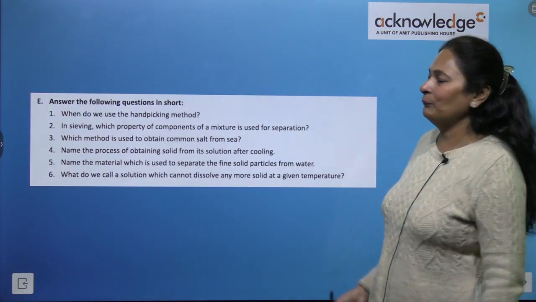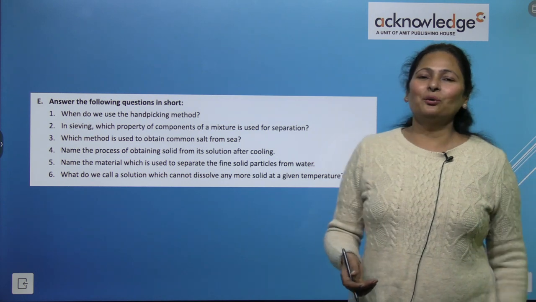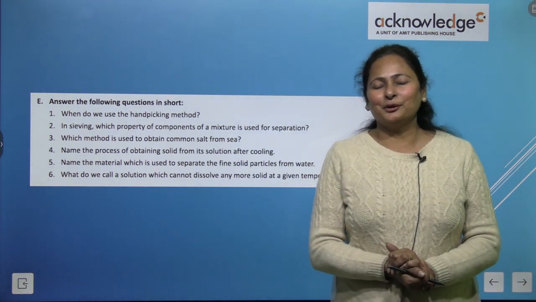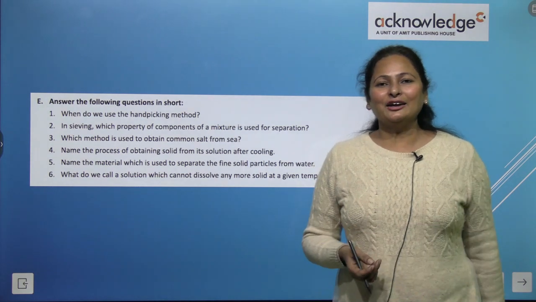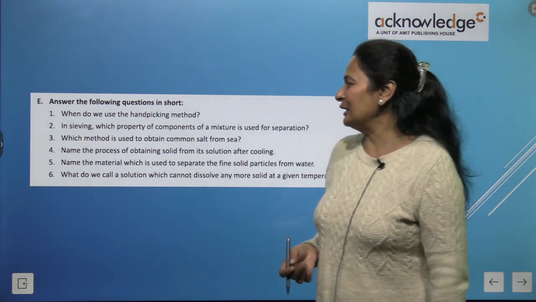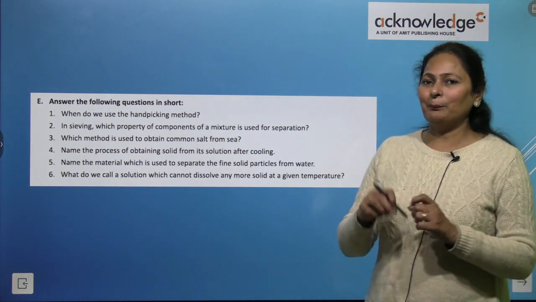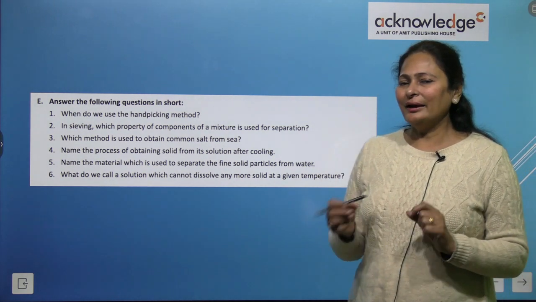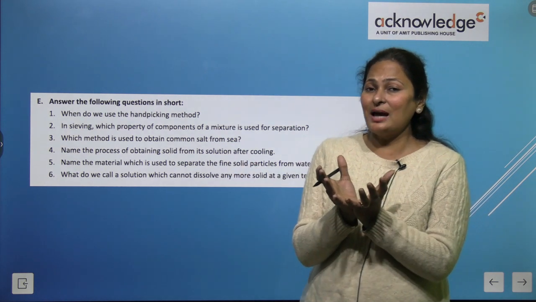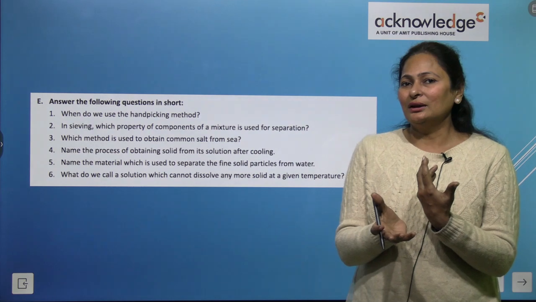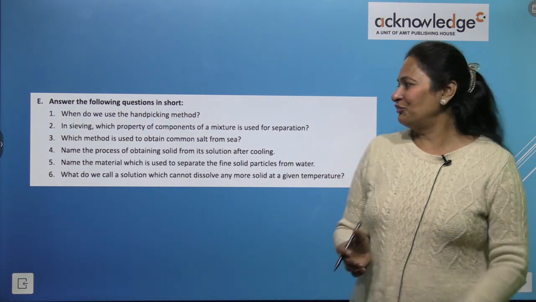Alright, so it's time for the question answers. We have short questions. I know you have understood this chapter well. You are all very intelligent and you can quickly give me the answers to these questions, right? So let's start with the first question. When do we use the hand picking method? When we have a small quantity of mixed substances and the color and the size are different.